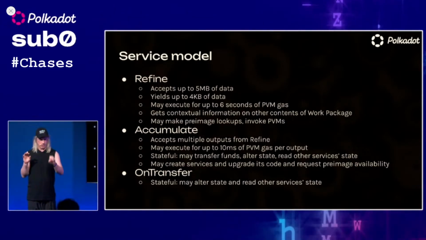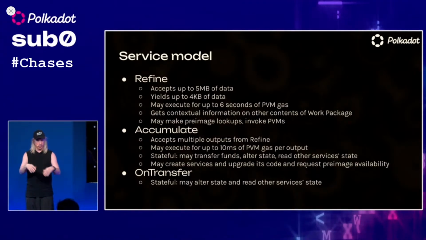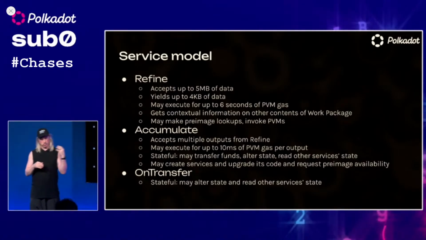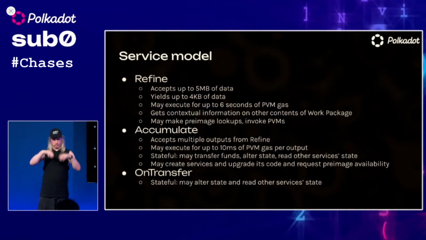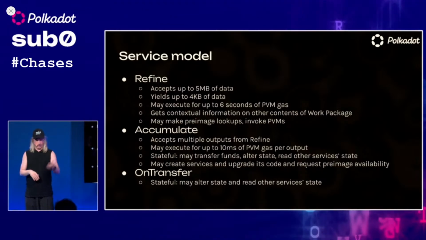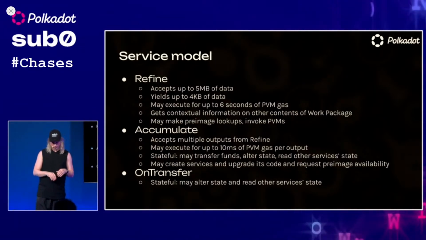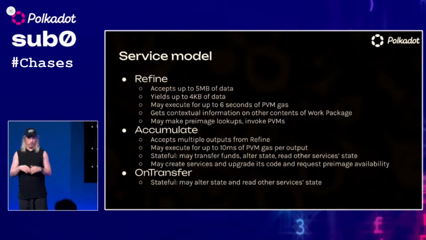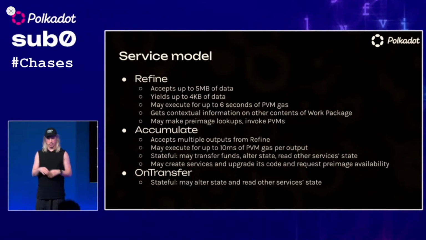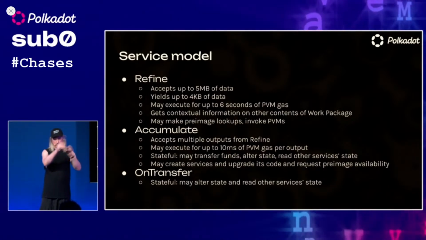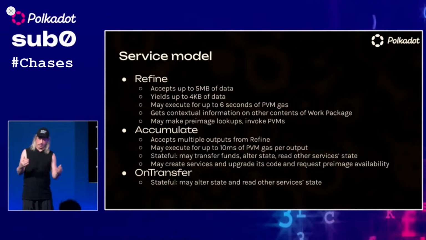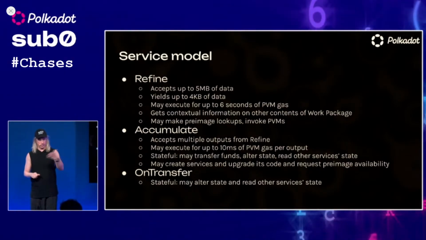Don't forget, Refine and Accumulate are both entry points from a code blob that is specific to a service. It accepts multiple Refine outputs, basically a big vec or a slice, whatever. And it processes them, and it can do what it wants as it processes them. It can execute for a much smaller period of time, per output at most around 10 milliseconds. This depends on whether the work package has many different work items in it, or just one. If it's just one, it gets the full 10 milliseconds per work output. If it's many, then that's shared between each of the outputs of the work package.